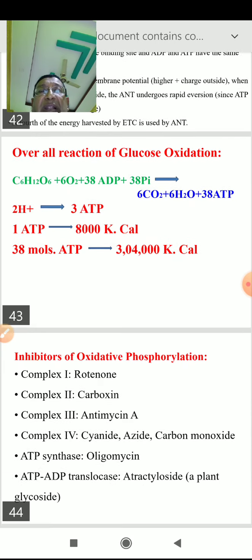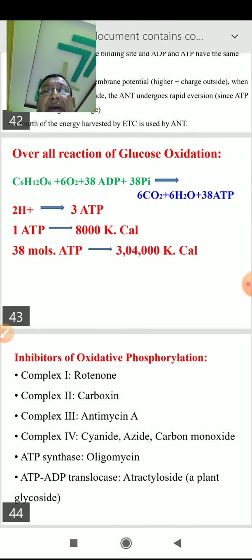And in my last slide, I am showing inhibitors of the oxidative phosphorylation. Now there are some poisons or inhibitors. Sometimes these inhibitors break our complexes, as a result of which they cannot perform these activities, and oxidation will not occur. As a result, our body will be deficient of oxygen energy, and the body cannot perform the activities.